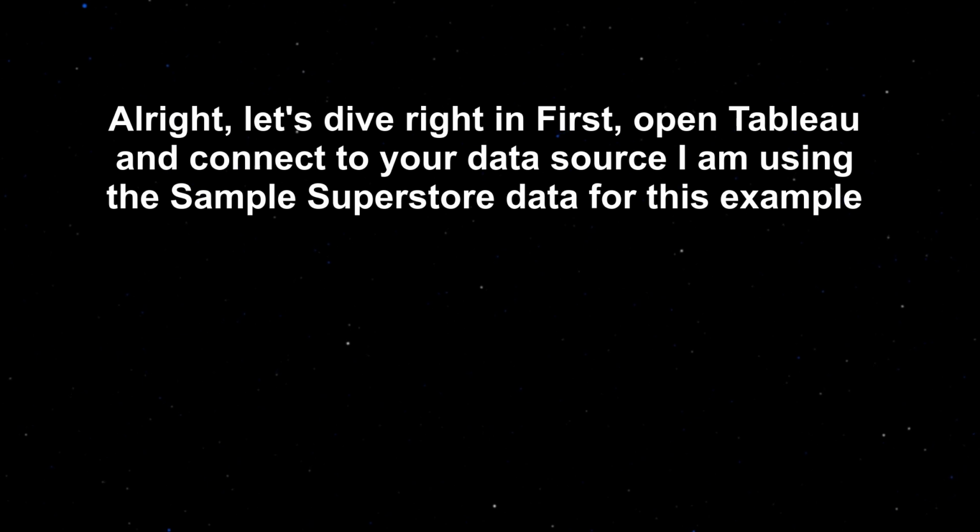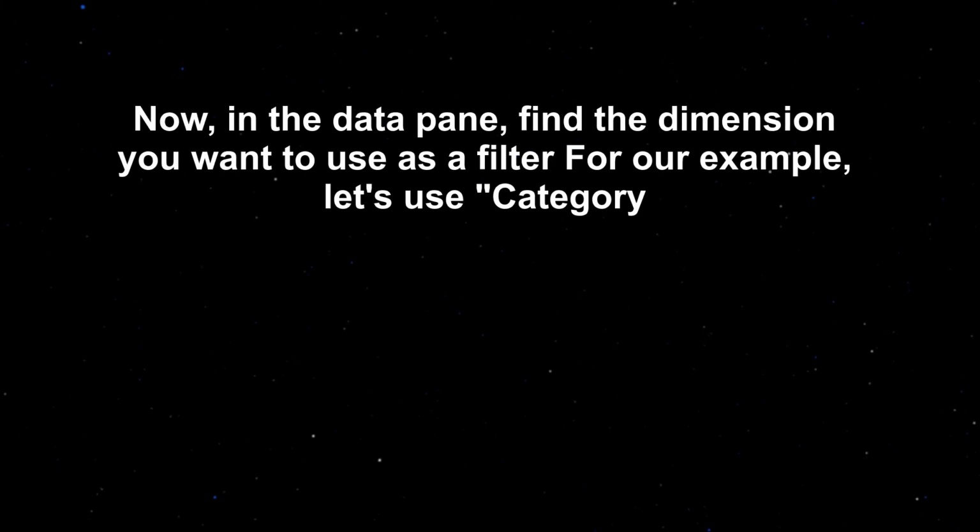First, open Tableau and connect to your data source. I'm using the sample Superstore data for this example. Now, in the data pane, find the dimension you want to use as a filter. For our example, let's use Category. Drag the Category dimension from the dimensions pane to the filters shelf.